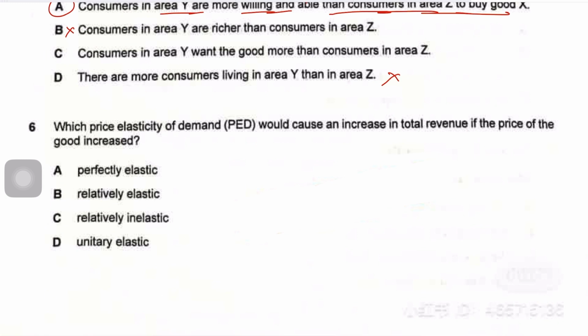Question 6, which PED would cause an increase in total revenue if the price of a good increases? So if the price of a good goes up and if total revenue goes up, this rule exists for goods that have an inelastic demand. So the correct answer should be C, relatively inelastic.